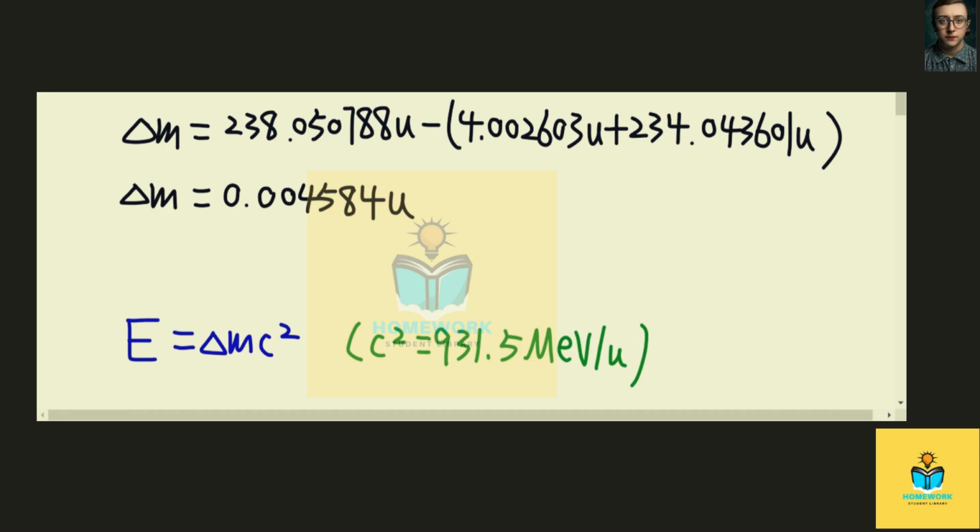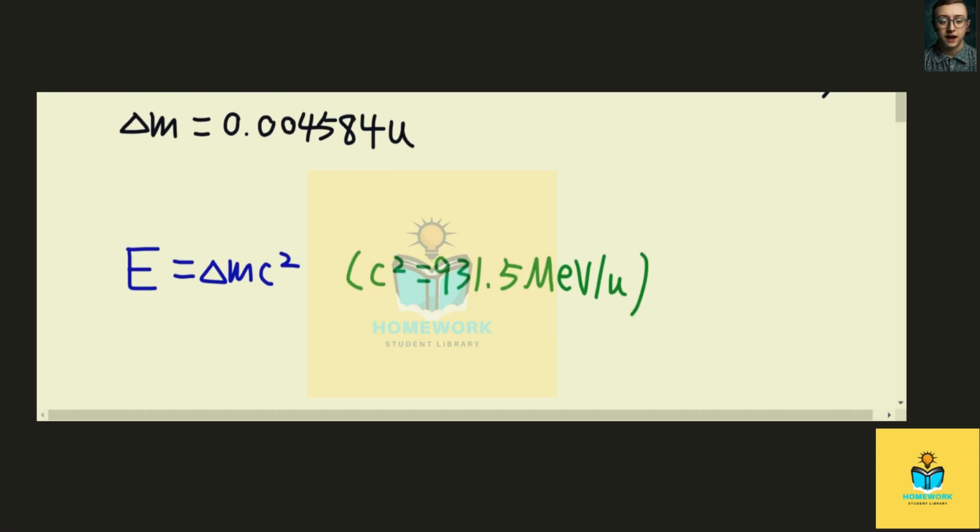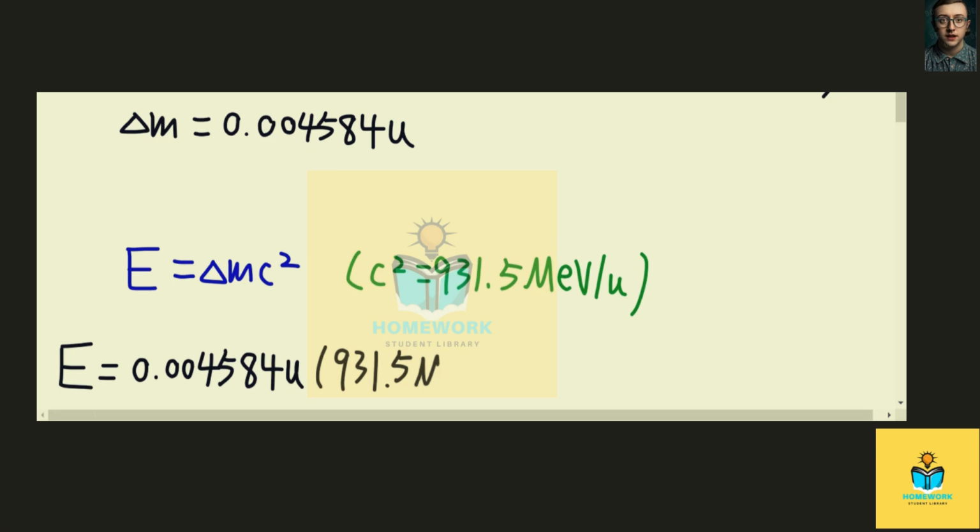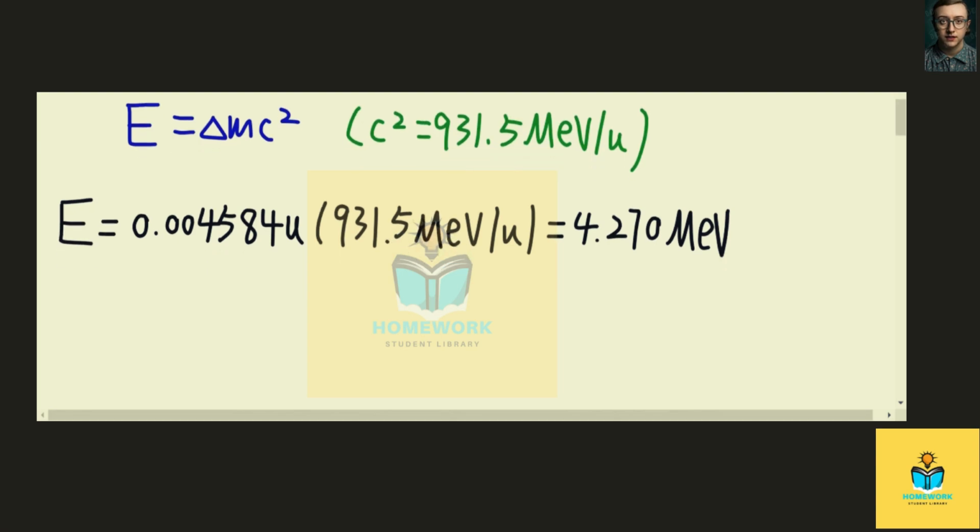So now we can determine the total energy that was released, which is equal to delta M times c squared. We know c squared can be expressed as 931.5 mega electron volt per U, where c is the speed of light. So let's plug it back into the equation: the energy released is 0.004584 U multiplied by 931.5 MeV per U, and this gives us a total energy released of 4.270 MeV.